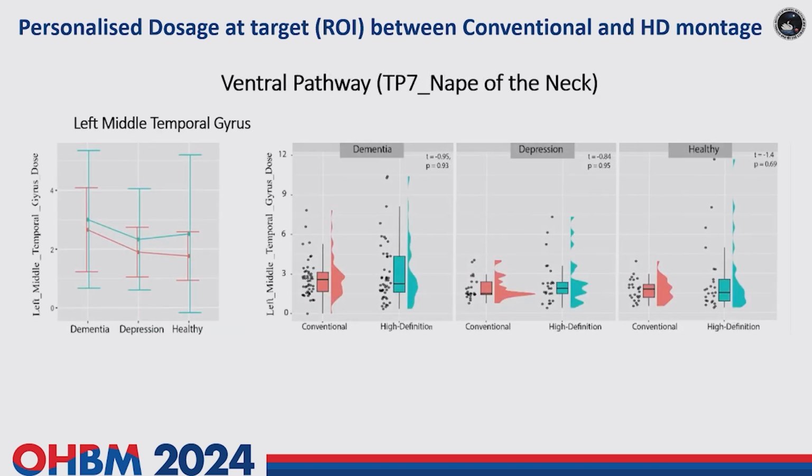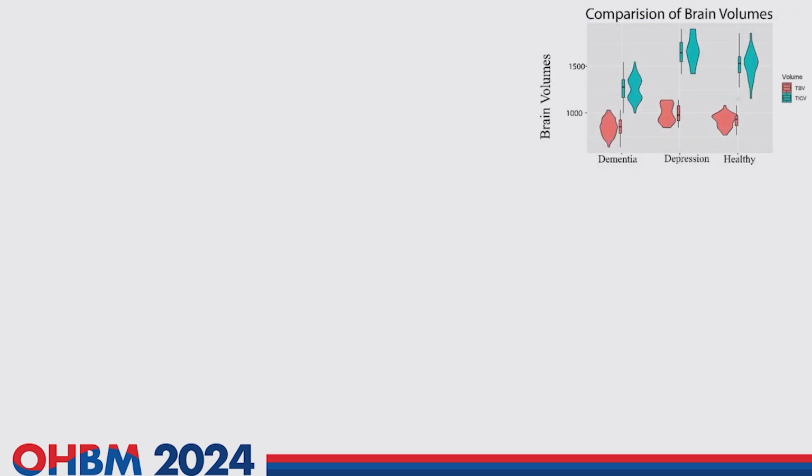We didn't find any such effect in the ventral pathway for both the ROIs. Now, what we wanted to see is whether there is any relation with the atrophy. So we compared the brain volumes, and you can see that the dementia group was highly atrophied as compared to the healthy and the depression group.